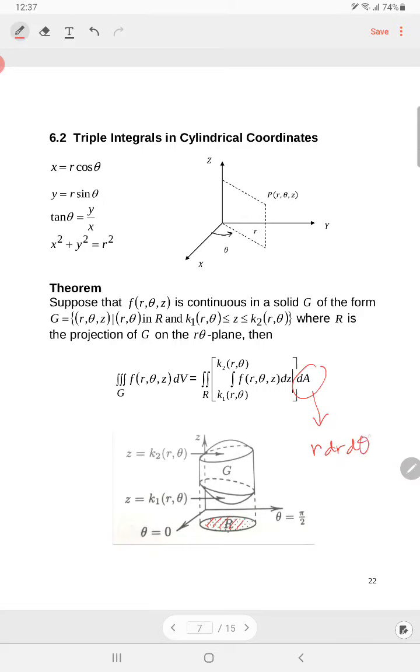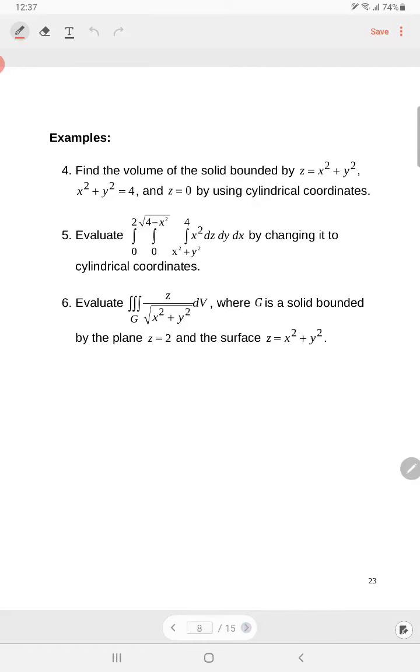Okay, all right, now let's look at an example. So here we have example 4, where we are asked to find the volume of a solid bounded by one equation that would be a paraboloid, and here we have x squared plus y squared equals 4. This is a cylinder, but I will show you how to sketch the surface. And here we have z equals 0, which is the xy plane, horizontal, and we are asked to use cylindrical coordinates.